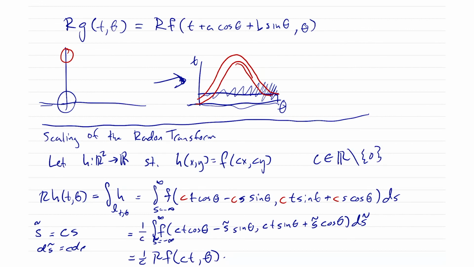All right, so for shifting, it gives us this. So this is our shifted identity. And this is our scaled identity.